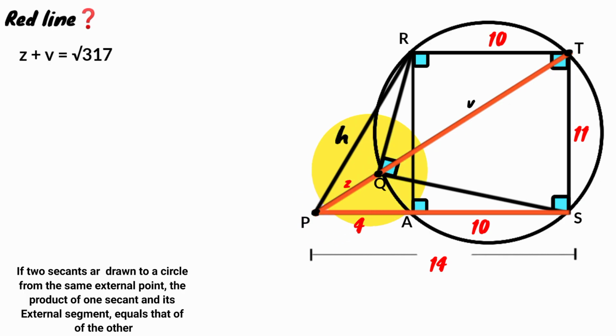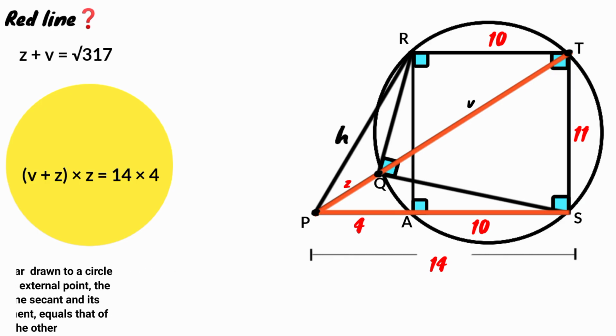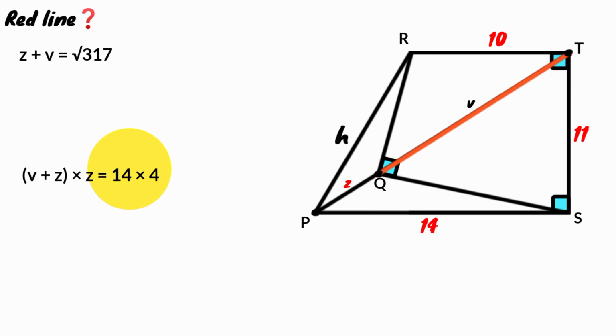So the product of the length of this line PT, which is V plus Z, and this Z, equals that of the length of this secant, which is 14 units, multiplied by this 4 units. So (V plus Z) all multiplied by Z equals 14 times 4. 14 times 4 is 56. V plus Z, we have it here to be the square root of 317. Substitute it here.